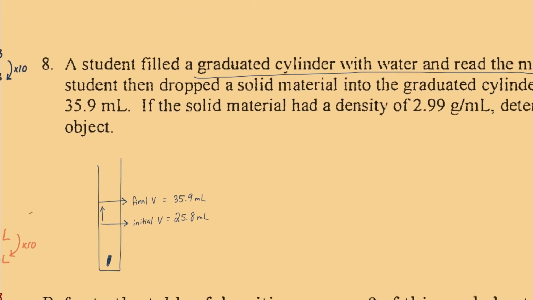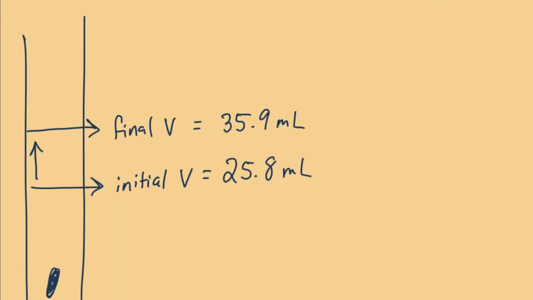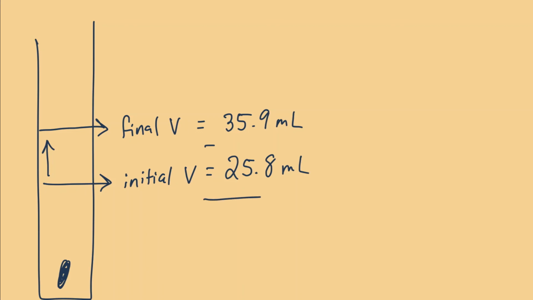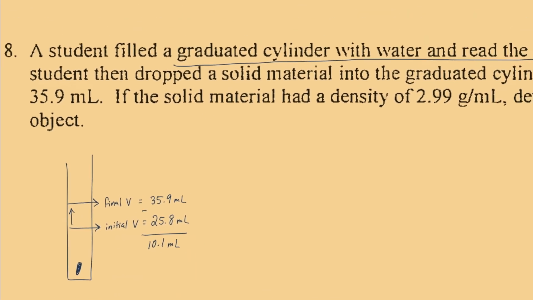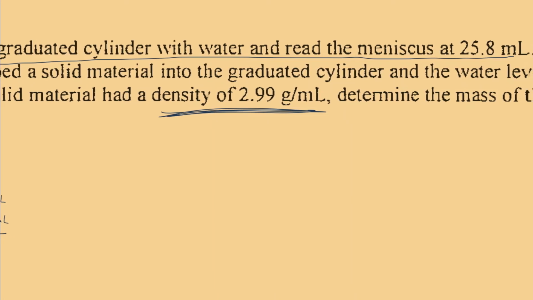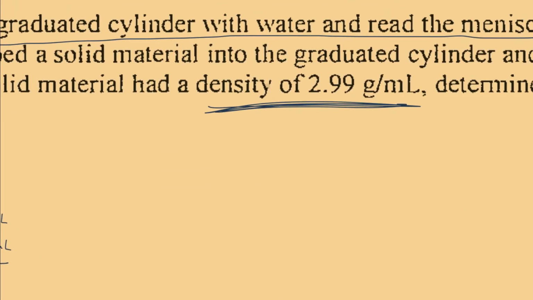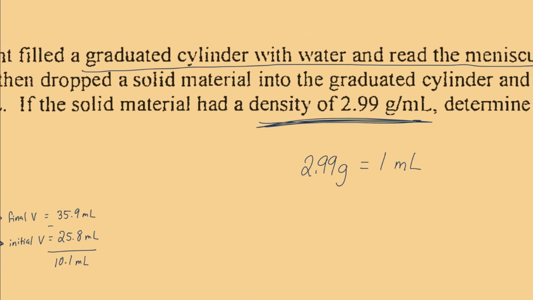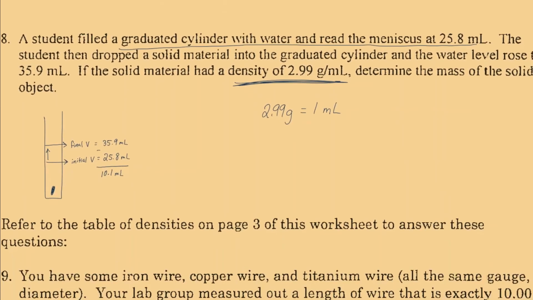If the solid material had a density of 2.99 grams, let's figure out our volume first. Well, with the ring, we just subtracted these two volumes, right? So 35.9 minus 25.8 gives 10.1 milliliters, the volume of our object. We also know it has a density of 2.99 grams for every 1 milliliter. Let's write it like this: 2.99 grams is the mass of 1 milliliter. And then I need to figure out the mass of our solid object.